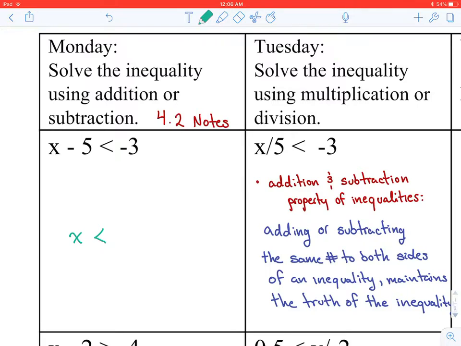We just need to figure out now what I am going to add or subtract to both sides in order to get this x by itself, which means that I'm going to need to get rid of this minus 5 that's next to it. And so this is where you use the inverse operation. So an inverse operation is kind of like saying the opposite operation.